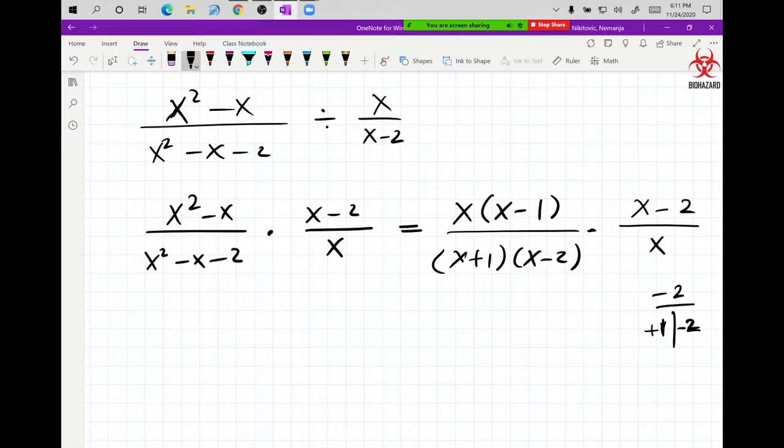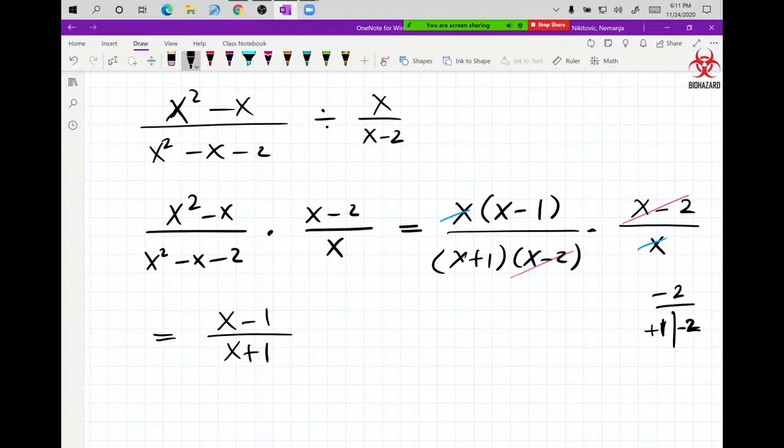x minus 2. Good. And now we're looking for pairs to cancel. So which pair should I cancel? x minus 2. Very good. And x and x. We'll do that in blue. And the leftovers are x minus 1 over x plus 1.